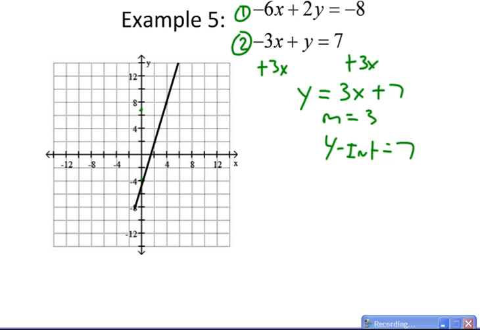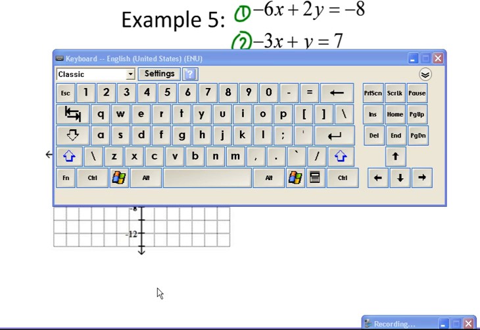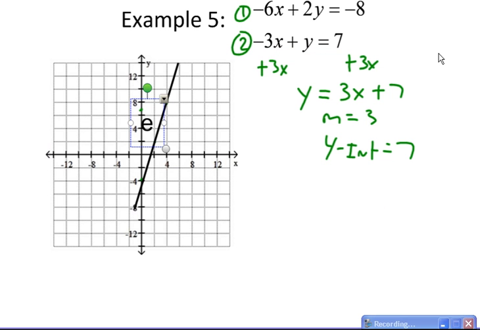A little bit higher than that, I guess. Okay, so let's do that one more time. At +7 is right in the middle. Okay, then we can go up 3, 1, 2, 3, and over positive 1. That's the other point. And then we can draw the line.